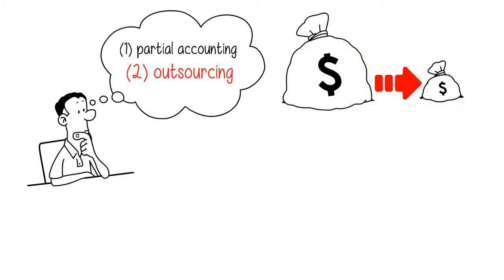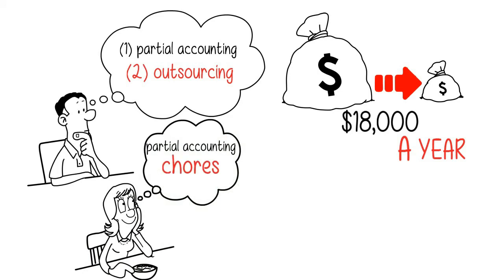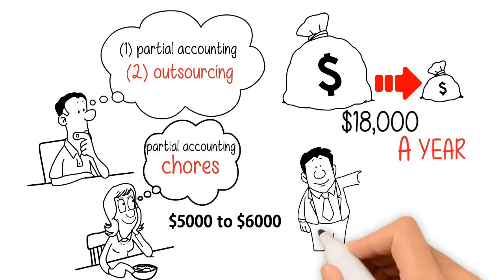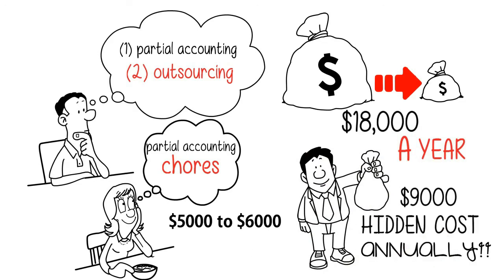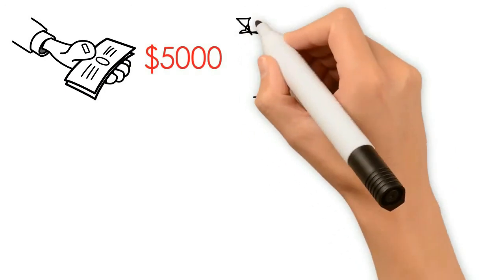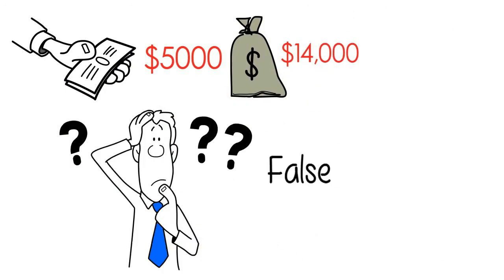Let's say you pay your admin girl $18,000 a year. Assume she spends half her time doing partial accounting chores, and then you are carrying $9,000 hidden costs annually. Add your outsourcing fees, say $5,000, and your real cost is $14,000. Well, isn't outsourcing actually a false saving?